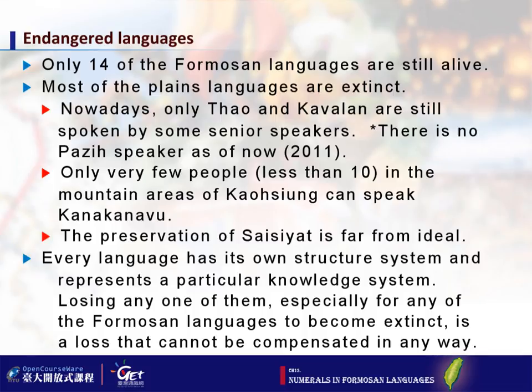The preservation of Saisha is far from ideal either, because Saisha is very close to the Hakka villages. So in the Saisha language, they have a lot of borrowing from the Hakka languages, and their syntax is totally affected by Mandarin syntax. So instead of V initial languages, a lot of Saisha speakers use Mandarin-like SVO word order. And every language has its own structure system and presents a particular knowledge system. Losing any one of them, especially any of the Formosan languages becoming extinct, is a loss that cannot be compensated in any way.